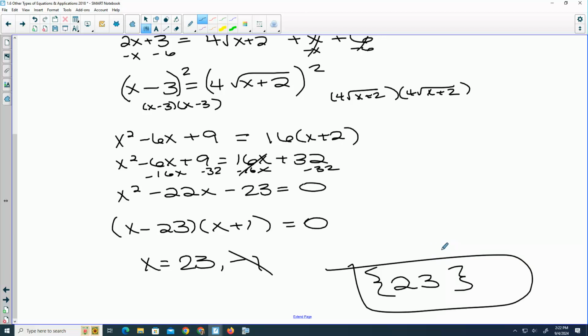Does everyone understand how to check these? That was a lot. Let's try another one like that. Any questions on this one before I move on?